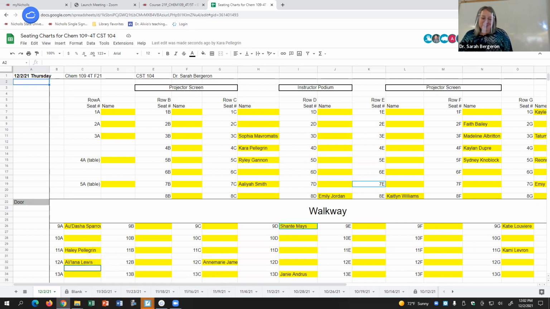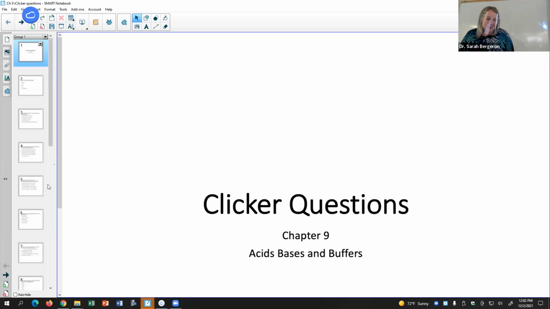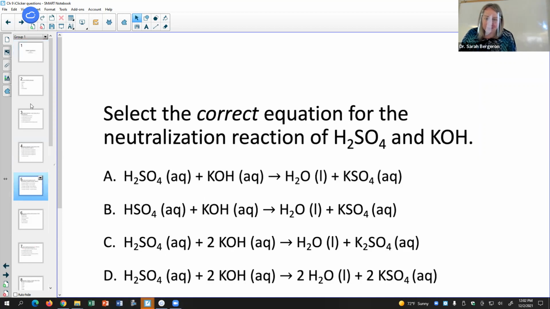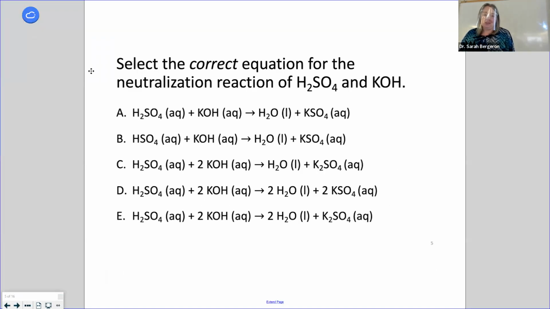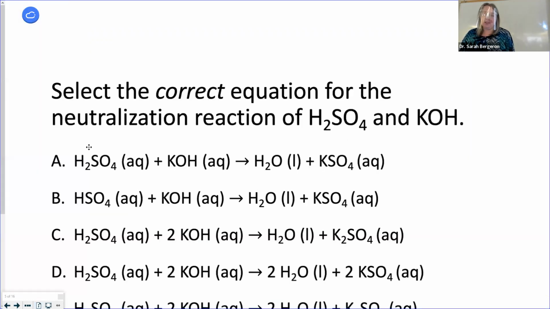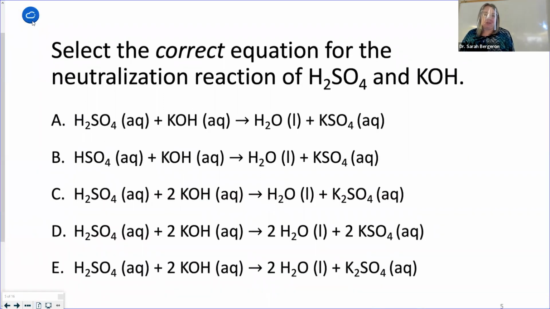Okay, so you can go ahead and get your iClicker out. Which one are we on? I think it's going to be this one. Nope, this one. Okay. All right. Make it all on one screen.